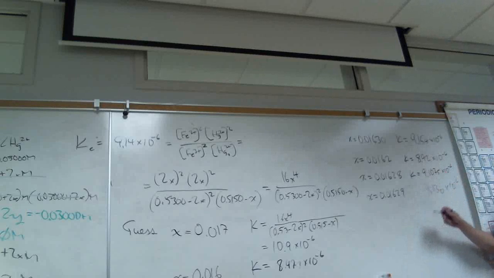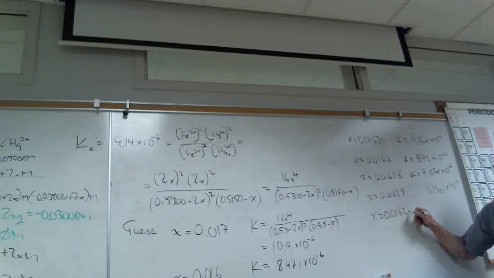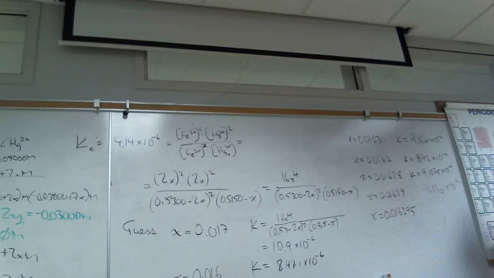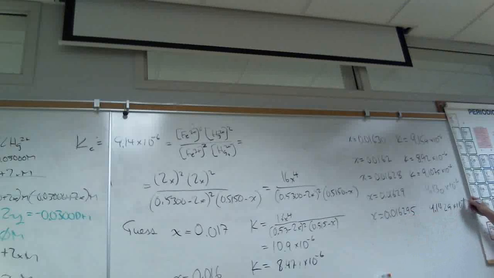Yeah, maybe right in the middle. Let's try that. 0.016295, right in the middle. Give that a shot and see what it comes out. 9.14249. 9.142 times 10 to the negative 6. Actually, we have 5 digits here. We can carry that. Times 10 to the negative 6. Wow.